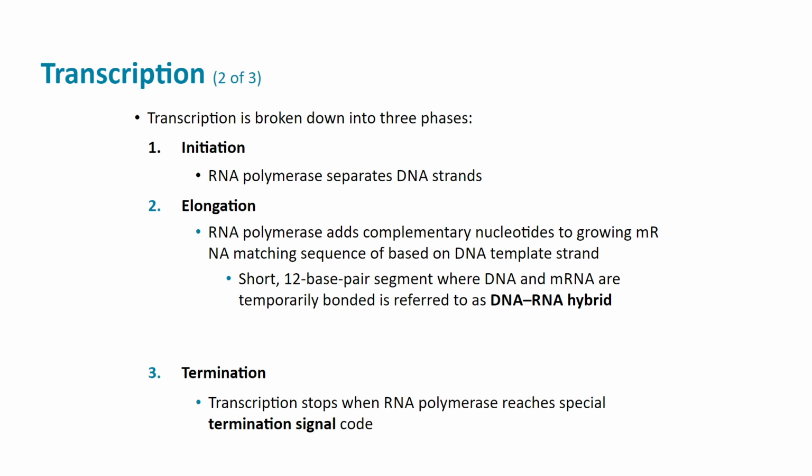Initiation is the beginning of creating the RNA transcript or creating mRNA. So this involves RNA polymerase separating the DNA strands. Elongation is a process where RNA polymerase keeps adding complementary nucleotides to build mRNA to make that transcript longer. And then finally, transcription will stop when RNA polymerase reaches a termination or stop signal, and that's going to stop the creation of mRNA. And mRNA will detach from the RNA polymerase and move away from the DNA and eventually exit the nucleus once being processed.